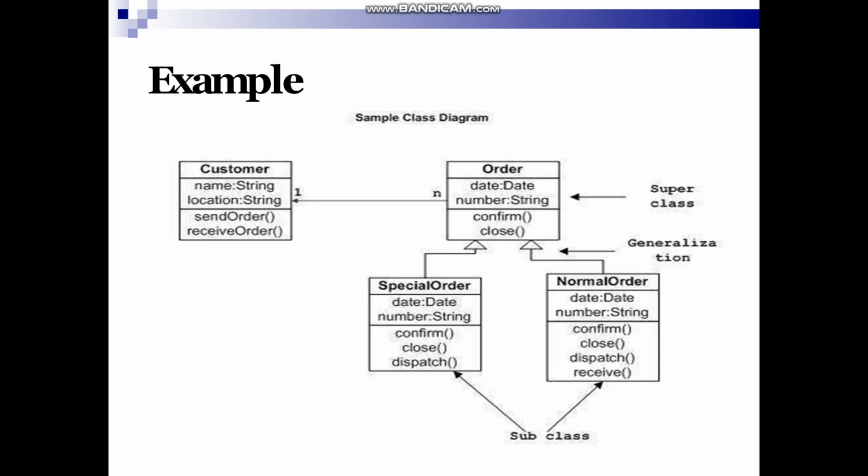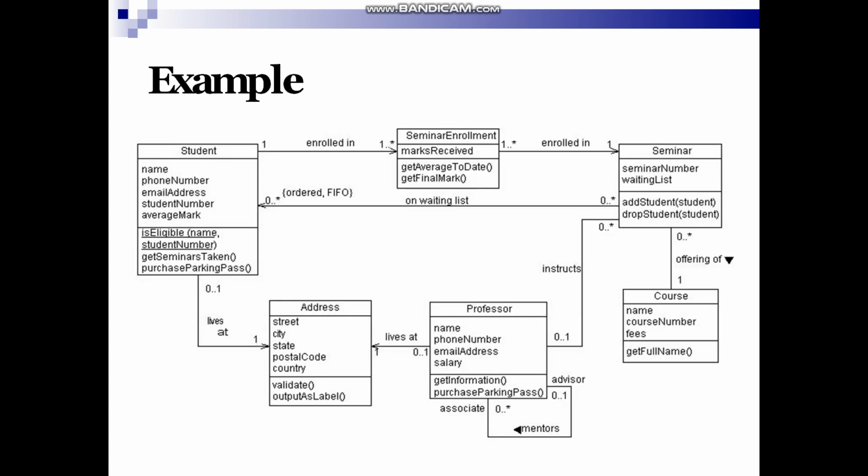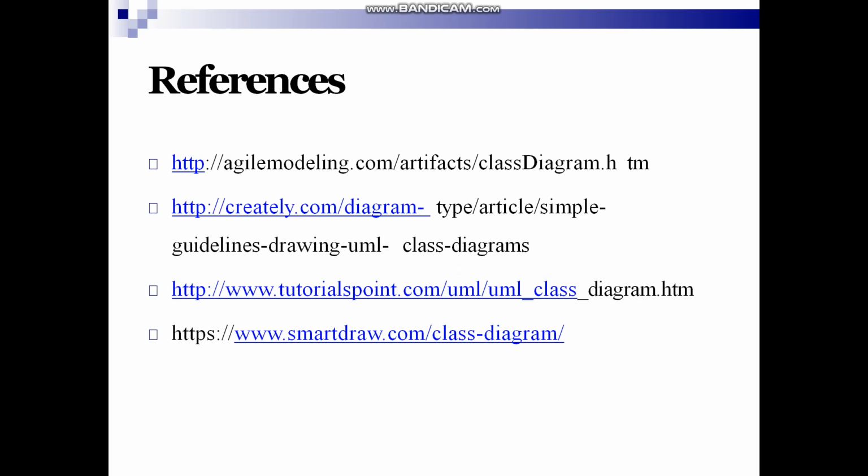This is a sample example where each and every class consists of three parts: class name, attributes, and operations. Each attribute consists of an access specifier and a data type. Okay, that is the sample example. Some references are given.